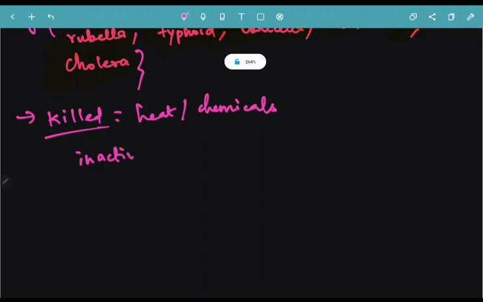So inactivating by heat or chemicals is going to produce your killed vaccines, and when they are introduced into the body, they will stimulate active immunity. So let's look at some important examples of killed vaccine.